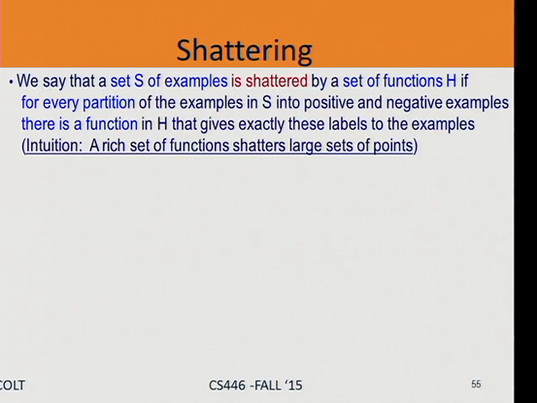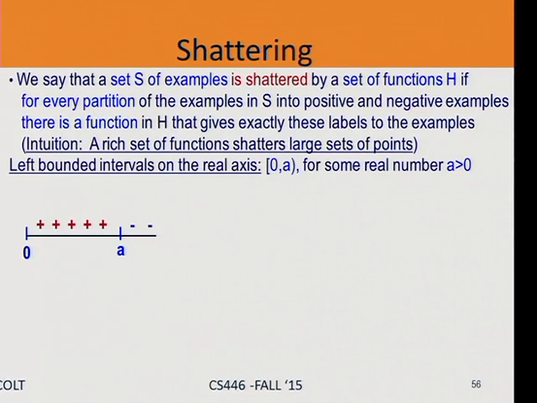So we're going to say that a set S of examples, a fixed set of examples S, is shattered by a set of functions if any partition of the examples into positive and negative examples can be expressed by a function in this class. Okay? The intuition is that if you have a large set of m points, there are 2 to the m possible ways to label it. You need a rich class of functions so that you can express all these 2 to the m labelings.